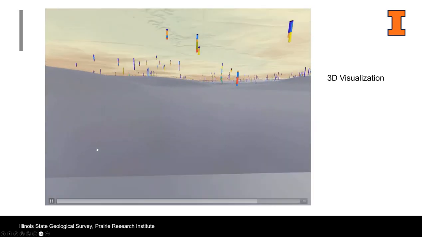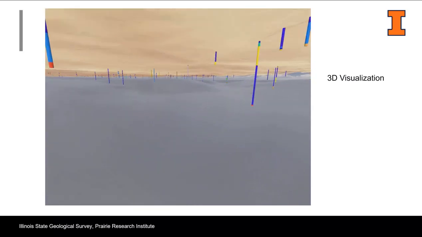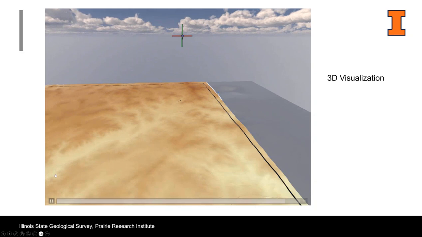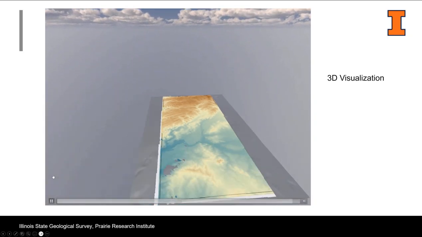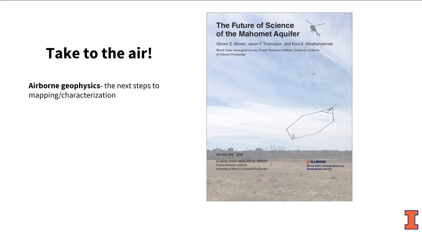So this is just a way not only to be cool and fly through the subsurface with computers, but to illustrate really how much data we don't have in the subsurface. So how do we figure this out? One way to figure out what's below ground is to go above ground.